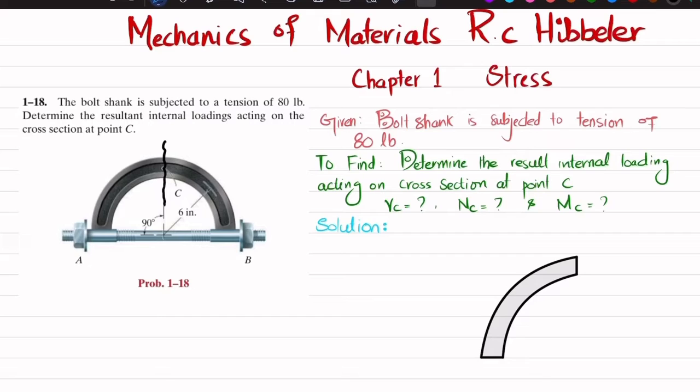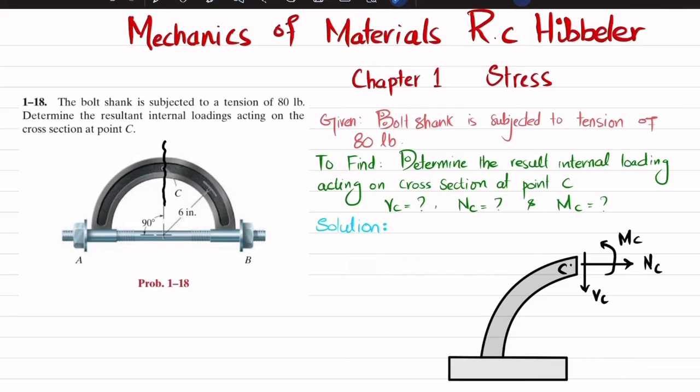Okay, then we have it like this. So this is your point C, where you have a normal force when you cut it, and this normal force will be NC. There will be a shear force which will be VC, and there will be a reaction moment, MC.